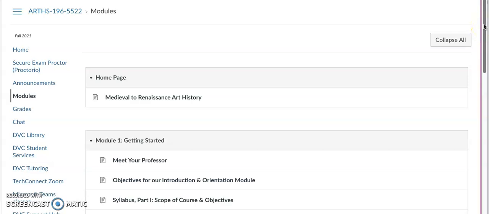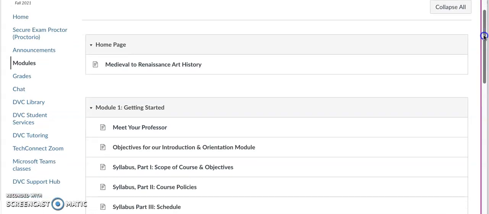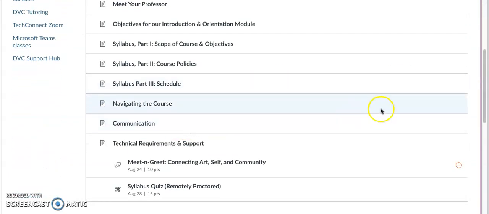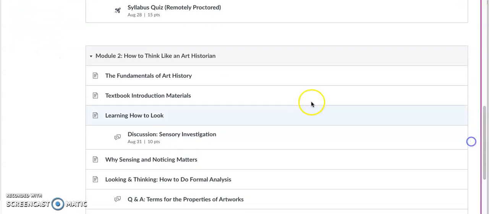Now that we've gotten to know each other a little bit and gotten oriented toward the syllabus and the Canvas course, how we navigate, how we communicate, it's time to learn how to think like an art historian.